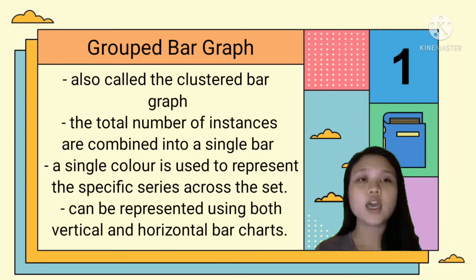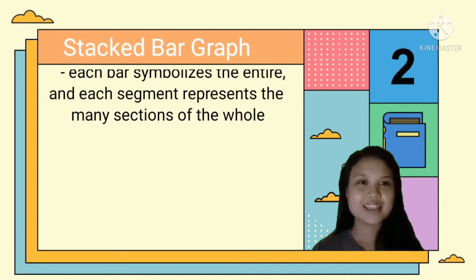In other words, a group bar graph is a type of bar graph in which different sets of data items are compared. Here, a single color is used to represent the specific series across the set. A group bar graph can be represented using both vertical and horizontal bar graph. Second is the stack bar graph.